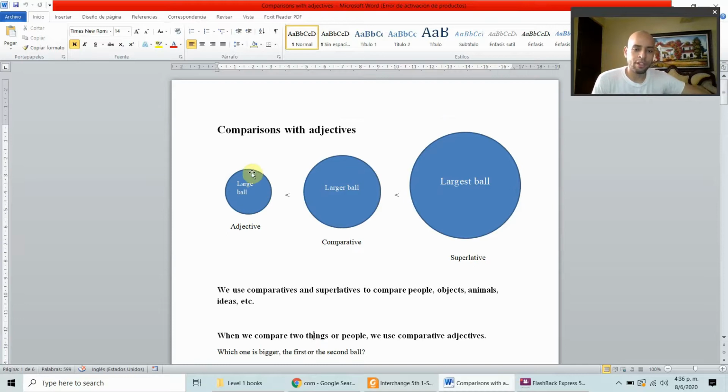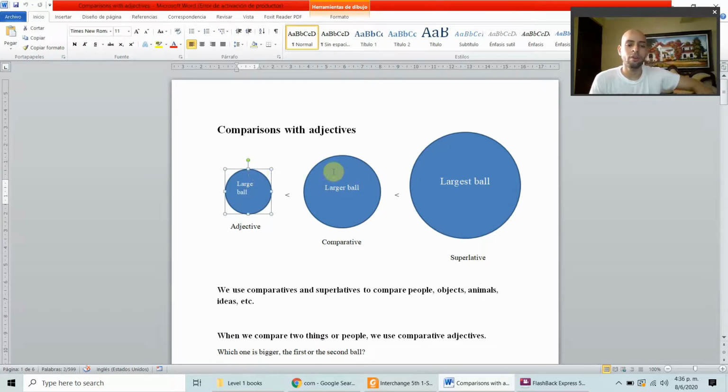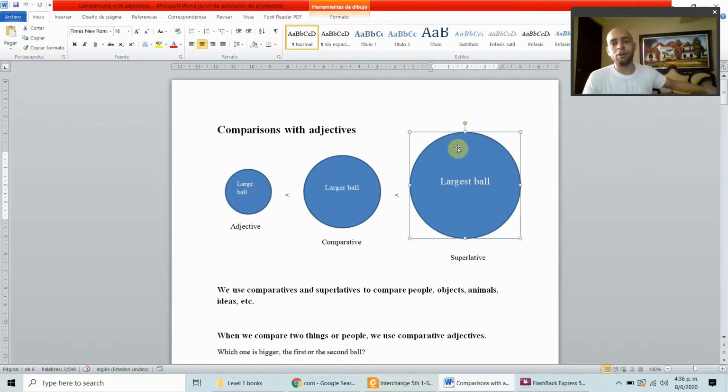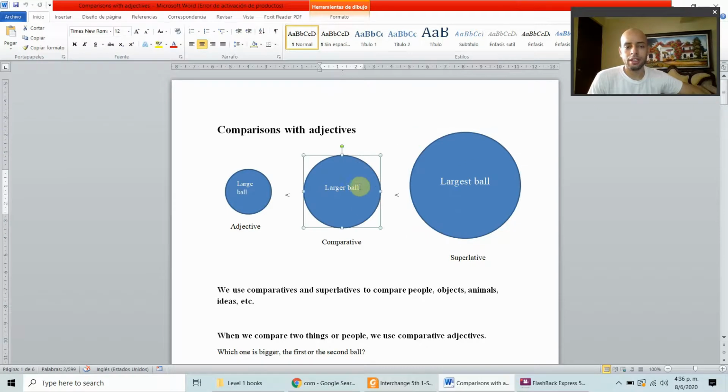We have three objects here. A large ball. Okay, this is a large ball. So this is a larger ball. This ball is larger than this one. Okay, this ball is larger than this one. This is a comparison between these two objects, this ball and this ball. Okay, but we have another ball here.